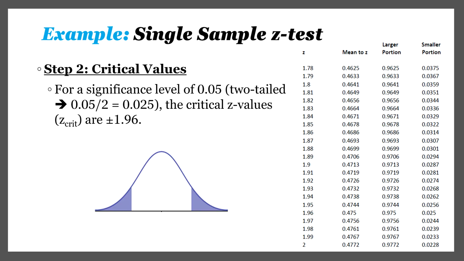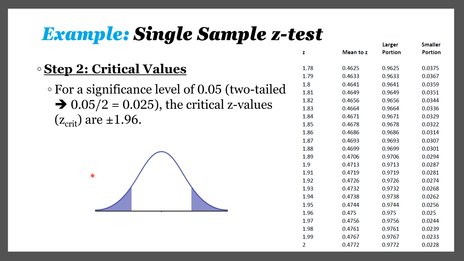So step two is going to be to find the critical value or critical values. Because we are running a two-tailed test, we are going to have two rejection regions, one above the mean and one below the mean. And because we have two rejection regions, there will also be two critical values, a positive critical value above the mean and a negative critical value below the mean.